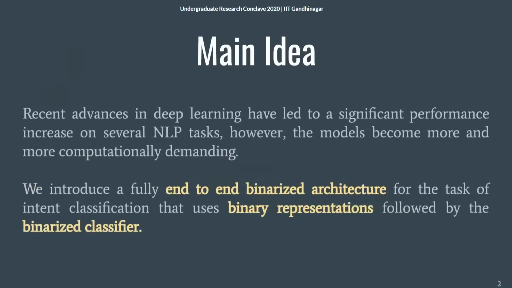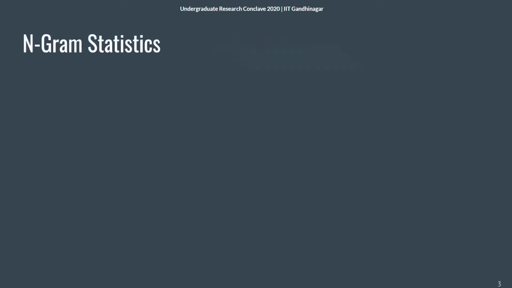So coming to the main idea, recent advances in deep learning have led to a significant performance increase on several NLP tasks. However, the models have become more and more computationally demanding. The state-of-the-art transformer models are a good example. In this work, we introduce a fully end-to-end binarized neural network architecture for the task of intent classification that uses binary representations followed by a binarized classifier.